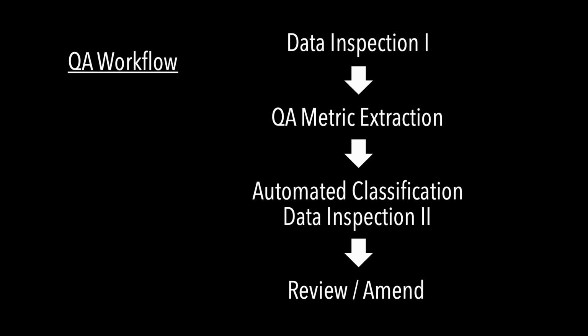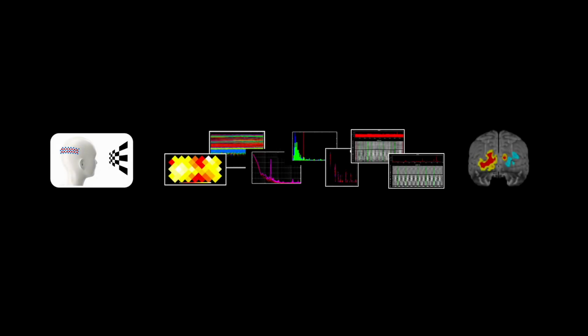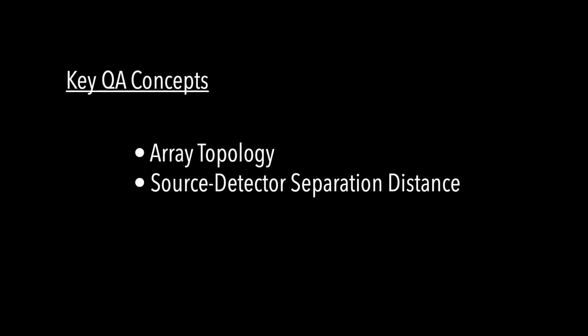The goal is to identify an optimal selection of data to be included in reconstruction in order to obtain high-quality tomographic maps of neural activation. Before beginning, it's helpful to review two key concepts that will recur throughout the discussion. These are the concepts of array topology and source detector separation distance.